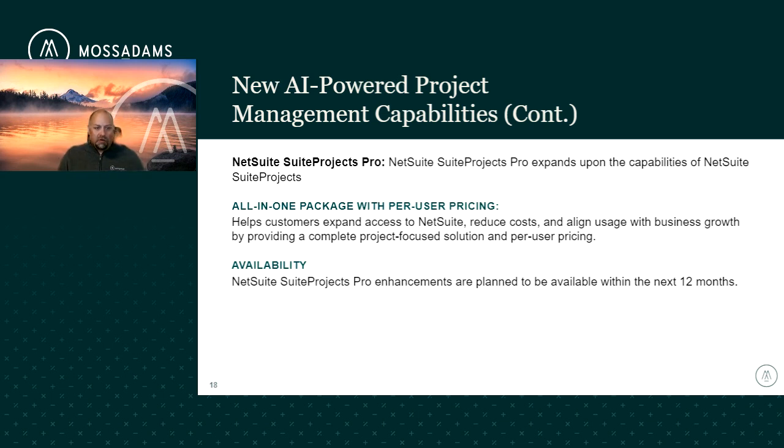So this is going to be sold in an all-in-one package. You can also add it on if you're already a Suite Projects customer. And really, the intent here is to help reduce the overall cost of the bundle and align with usage, business growth, and provide a complete project-focused solution with per-user pricing. Again, this is one of these areas that's going to be released in the next 12 months or so. So be on the lookout for that. If you're currently using Suite Projects or intend to use Suite Projects, Suite Projects Pro will be out there shortly, so you can add some AI functionality to your project management.